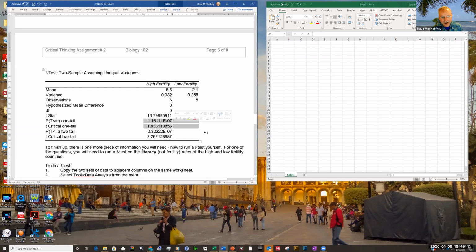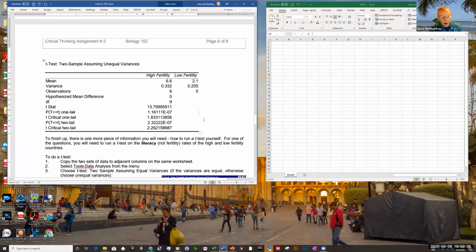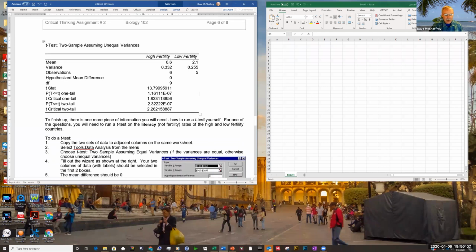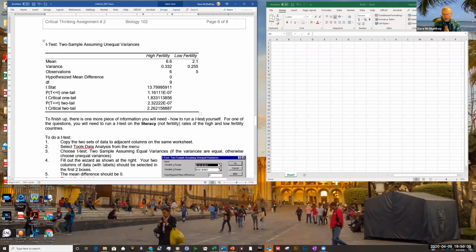And you can see that 13.8 is far bigger than 1.83. So we reject the null hypothesis that the means are the same. We say that these are statistically significantly different. And our chance of being wrong is 1.16 times 10 to the minus 7. Okay, it's not 59 zeros, but 7, and that's still quite a few. Okay, now, before we get to the actual questions here, I need to show you how to run a t-test.